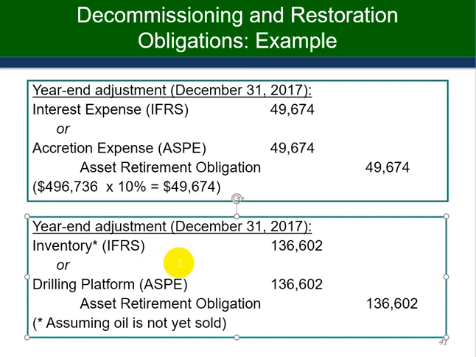Now at the end of the year, there's also a 136,602 increase in the retirement obligation, the ARO, and so the ARO goes up. The liability, ARO liability, goes up by 136,602. Under IFRS, that gets put into the cost of the inventory. So presumably you've got oil in inventory. That cost of oil, or cost of goods sold, presumably if you've sold it, would be recorded at 136,602. And the drilling platform itself would be increased in cost under ASPE.